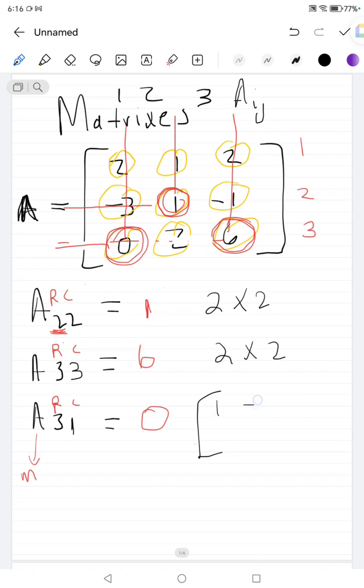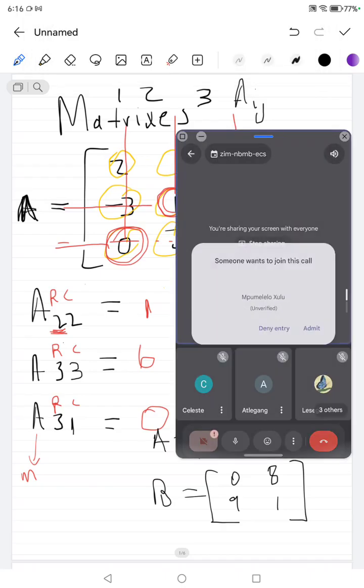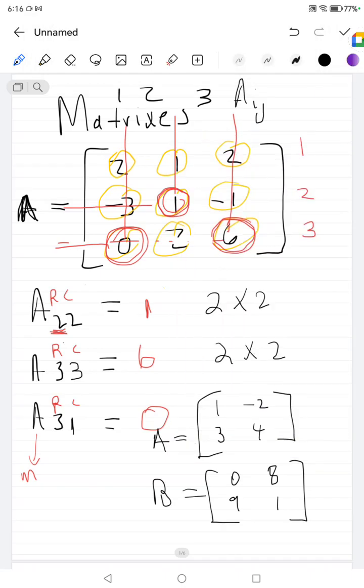We have your 1, minus 2, your 3 and 4. Let's just call this matrix A. Your matrix B would be your 0, your 8, your 9 and 1. So that's basically what they are saying in terms of multiplication.